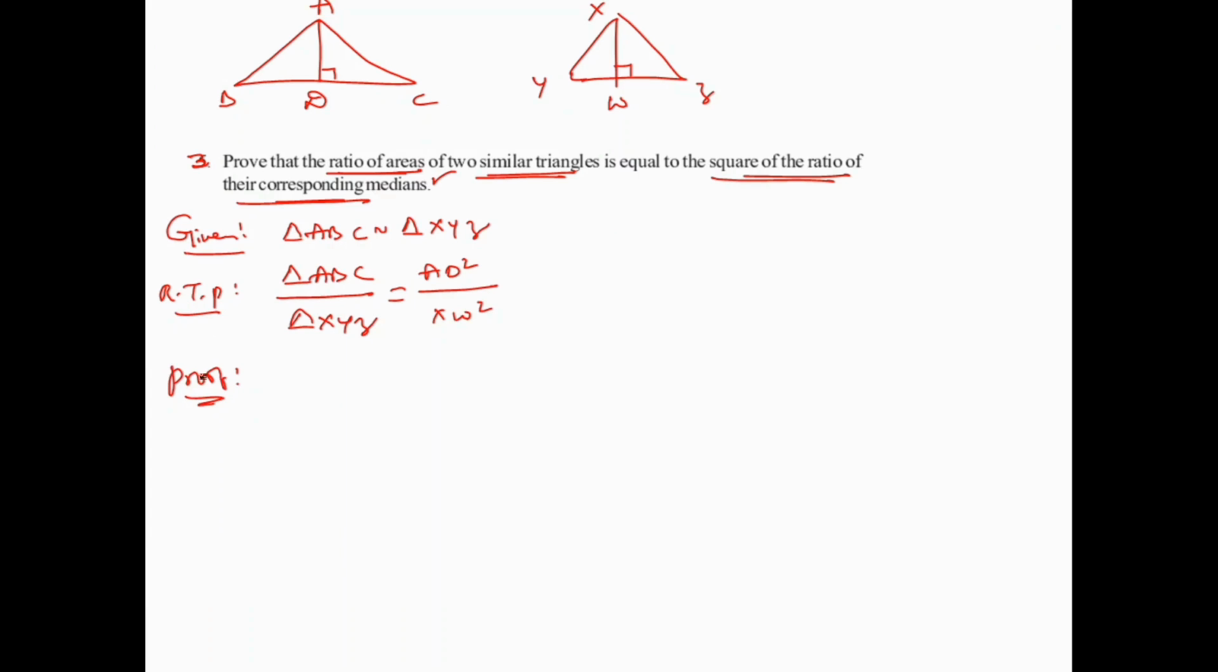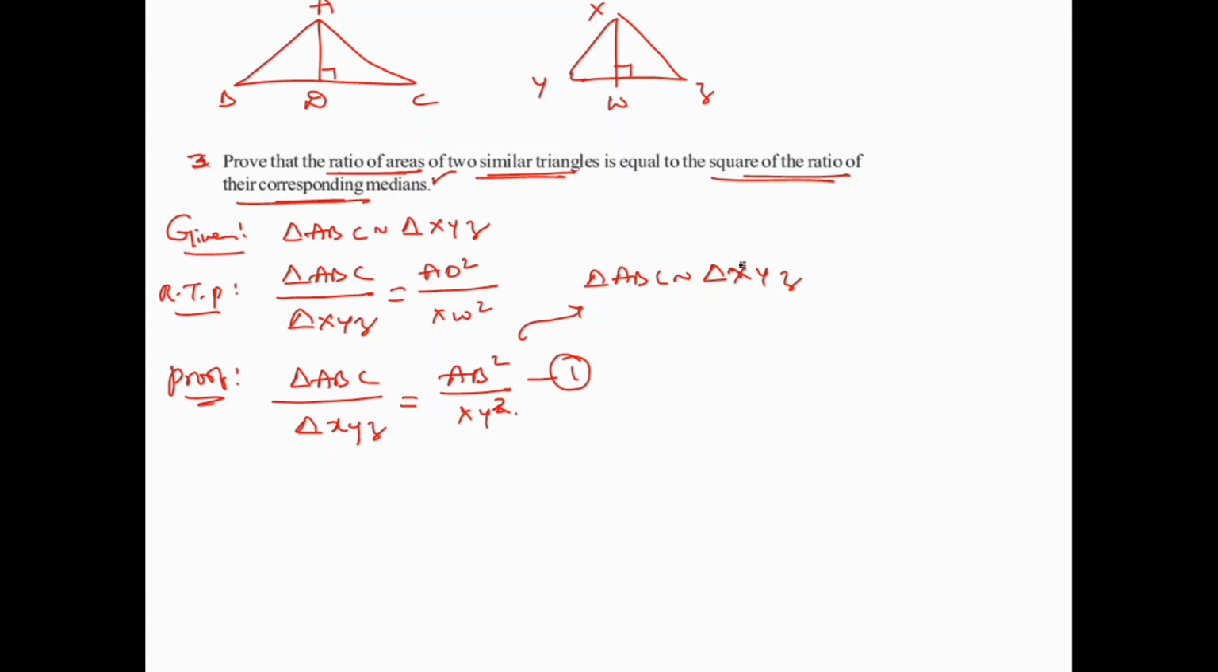Here we know that the ratio of areas of two similar triangles is equal to the ratio of the squares of their corresponding sides. What I mean to say is, we know that triangle ABC divided by triangle XYZ is equal to AB square by XY square. Let me name it as equation number 1. I can write this because we have assumed that triangle ABC is similar to triangle XYZ.